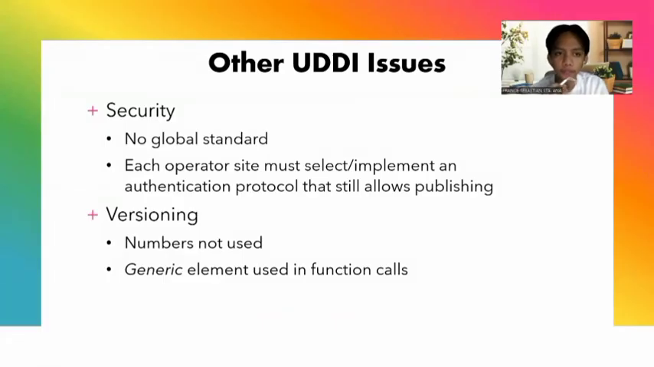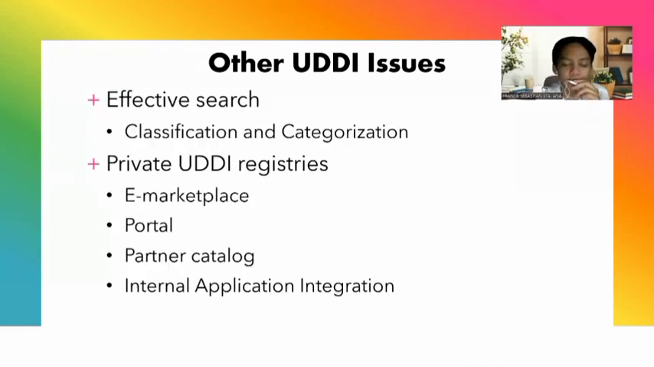Other UDDI issues. Security. No global standard. Each operator site must select or implement an authentication protocol that still allows publishing. Versioning. Numbers not used. Generic elements used in function calls. Active search, classification, and categorization. Private UDDI registries include e-marketplace, portal, partner catalog, internal application integration.